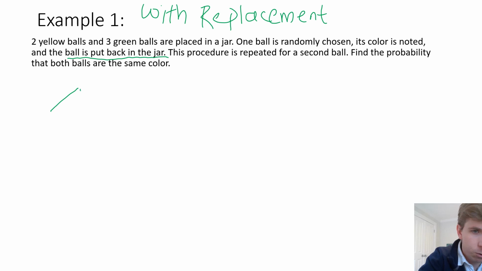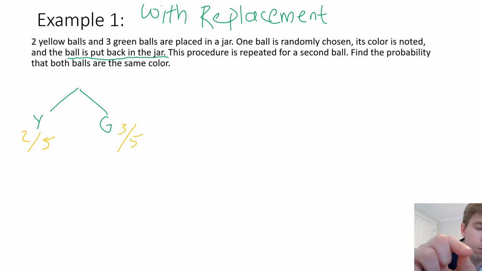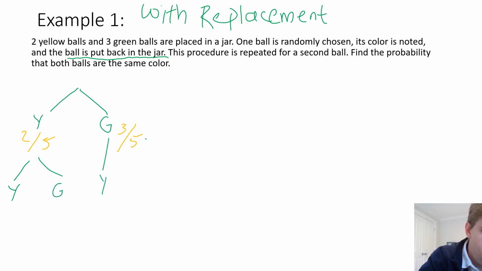The first split in the tree, your first pick, you could either pick a yellow ball or a green ball. To get the probabilities, it's just going to be desired outcomes over total outcomes. So for yellow balls, it's going to be 2/5. For a green, it is 3/5. The next break in the branch is going to be exactly the same. You're just now picking it your second time. So yellow, green, yellow, green. And the probability is going to be identical because we put the ball back. So 2/5, 3/5, 2/5, 3/5.